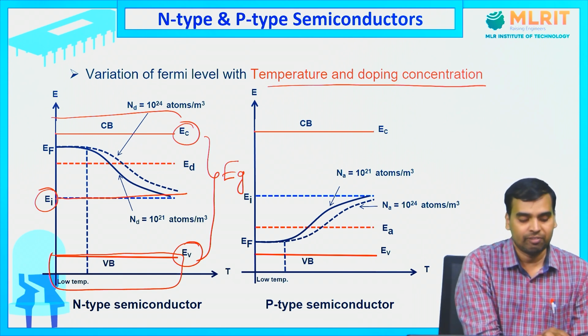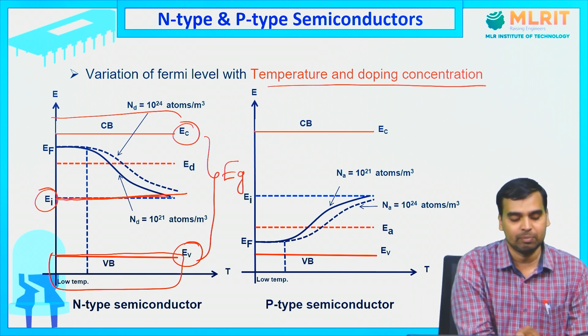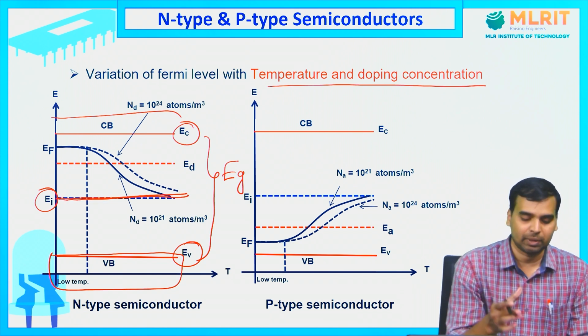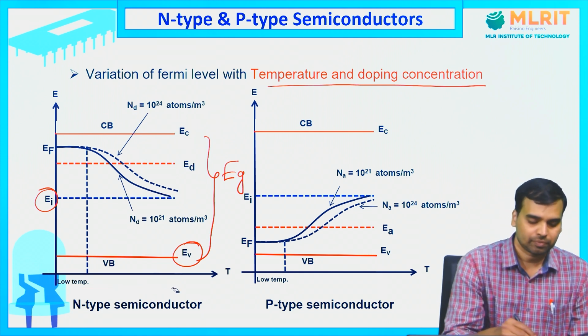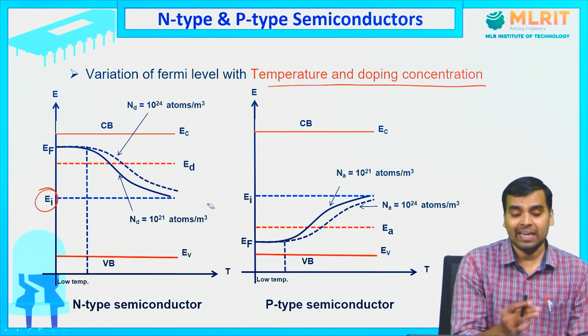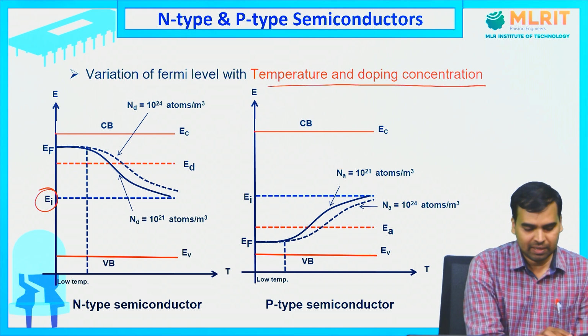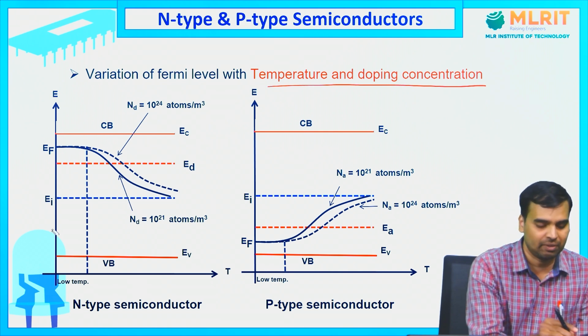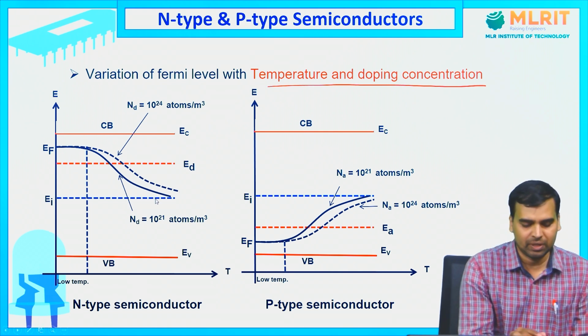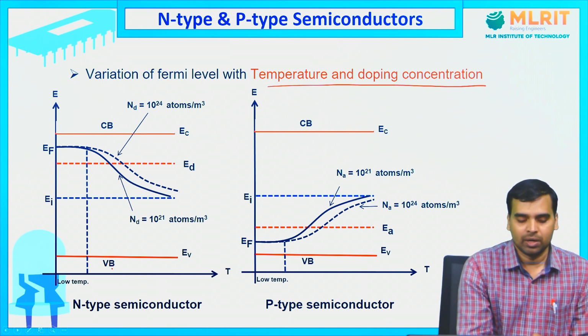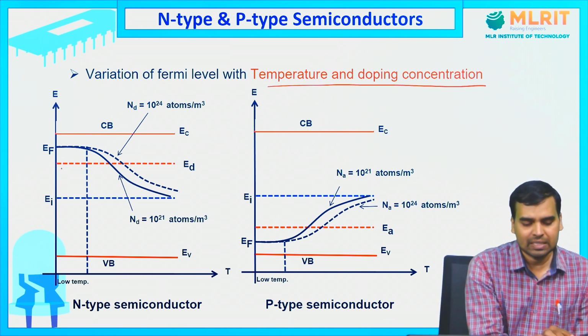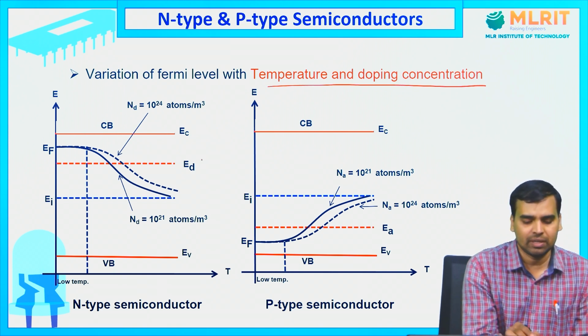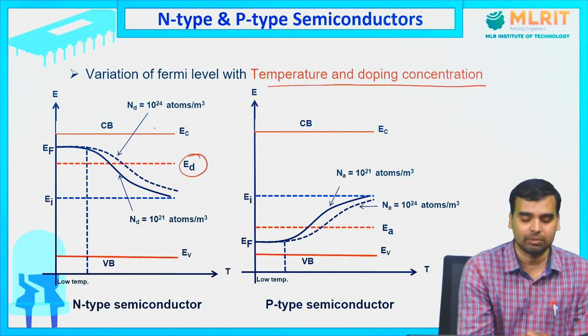That's why the Fermi level position is exactly in the middle between the valency band and the conduction band. Now when it comes to the n-type semiconductor, here you can see EI is nothing but the intrinsic Fermi level, which is exactly in the middle between the valency band and the conduction band. Now in the case of n-type, there exists a donor energy level, which you can see lies near the conduction band.